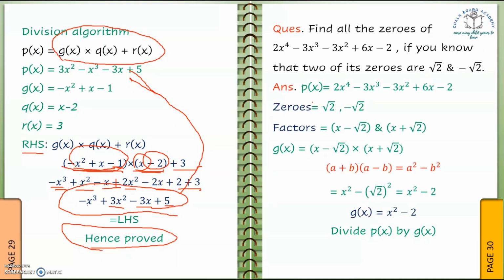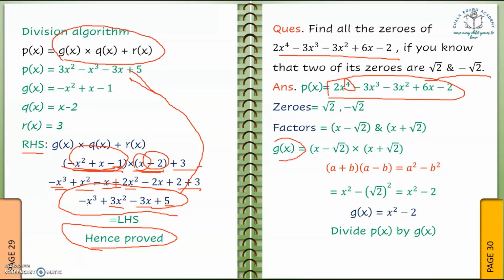Now we have another question here. Find all the zeros of this polynomial if you have two zeros. Here the two zeros are root 2 and minus root 2. And we have this polynomial. This polynomial is not a cubic equation because it has 4 as its degree, or the highest power is 4 here. So the first two zeros here we get are root 2 and minus root 2. So the factors of this equation are x minus root 2 and x plus root 2.